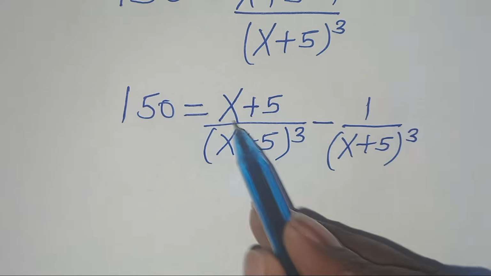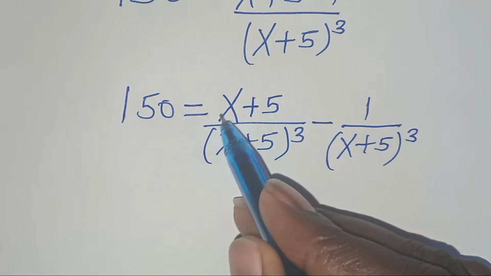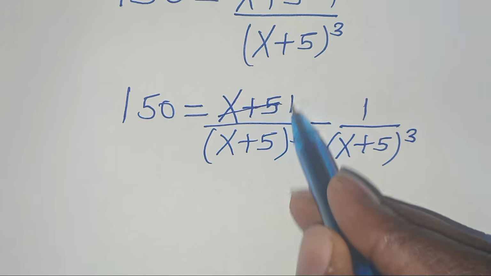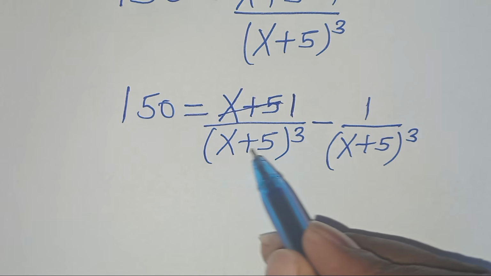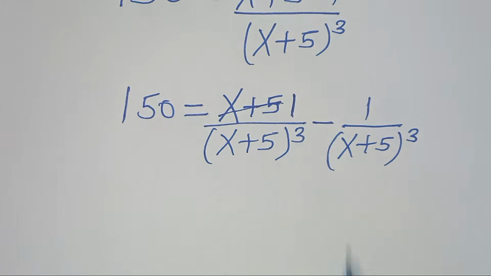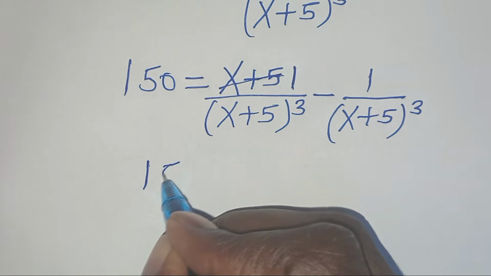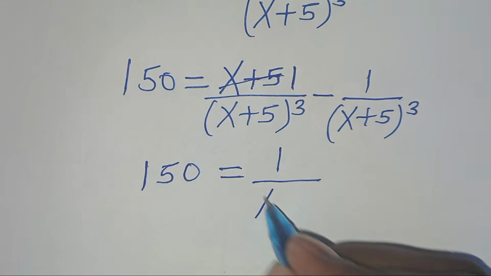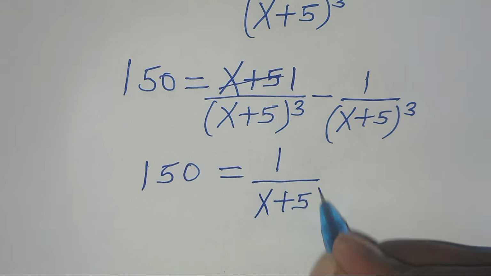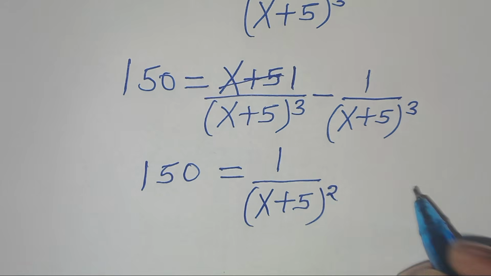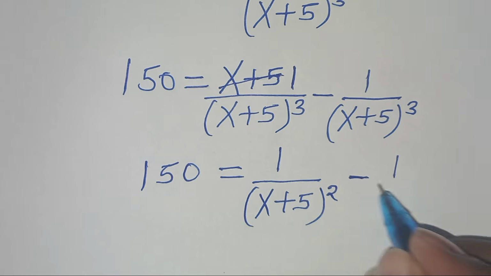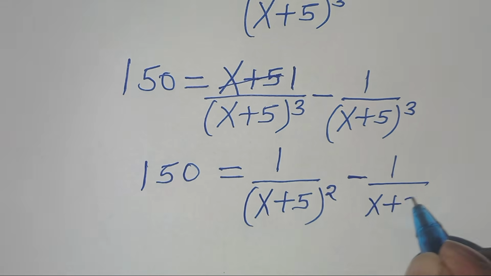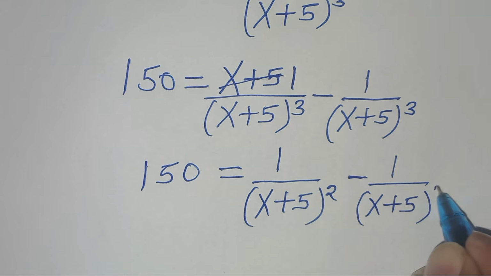So we can simplify x plus 5 here. So here we have 1 in the numerator and here we have x plus 5 to the power of 2. So this is 150 equal to 1 over x plus 5 raised to the power of 2 subtract 1 over x plus 5 raised to the power of 3.